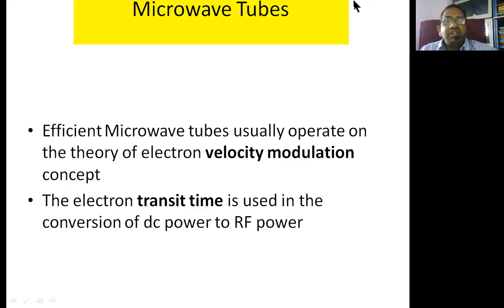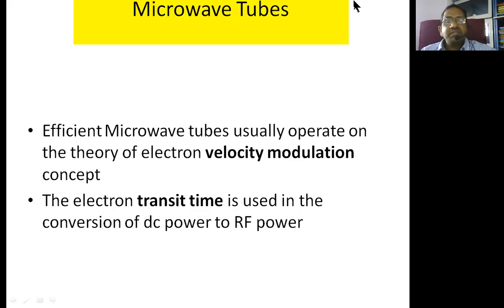The electron transit time is used in the conversion of the DC power to the RF power, that is called radio frequency power. Now, what is the basic principle of converting DC power to AC power? What is the major job of an oscillator? Every oscillator has to generate an AC output signal without any external AC input signal. But usually all electronic components operate with DC only. So the oscillator is more or less converting the DC power into the AC power, that is, DC power to the RF power.